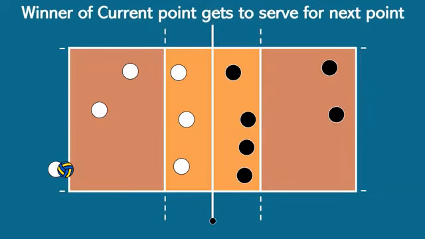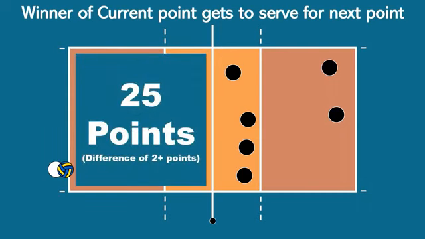The winner of the current point gets to serve for the next point. So if the white team is serving and they win the point, then they serve for the next point. They win the point, they serve for the next point. They keep on serving as long as they keep winning the point. Once they lose the point, then the serve goes to the black team. And then they would serve until they lose a point. Once they lose a point, the serve goes back to the white team.